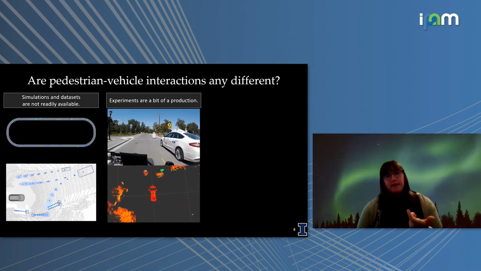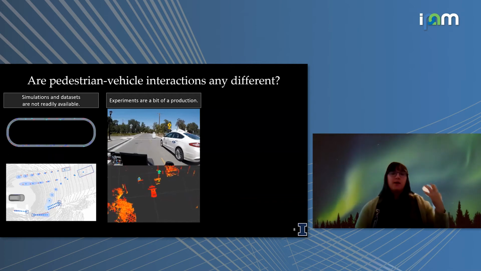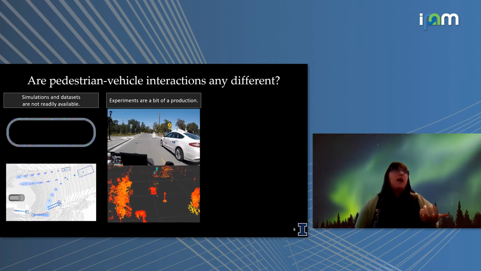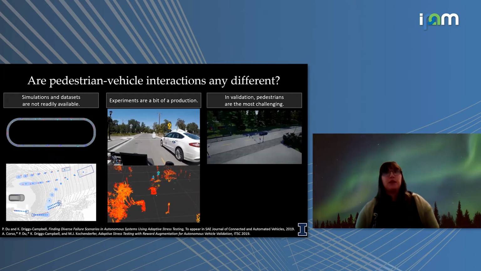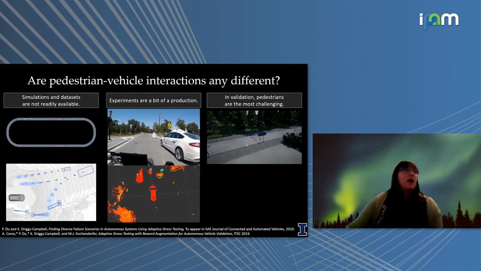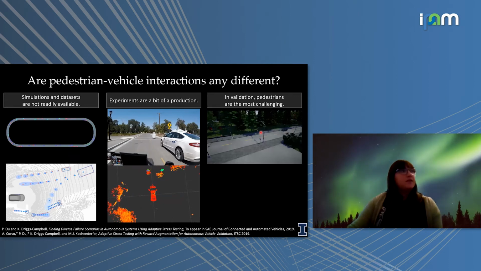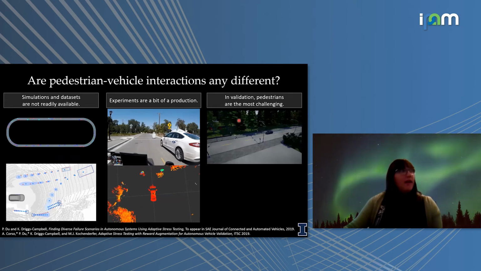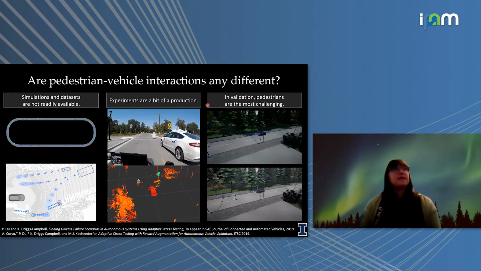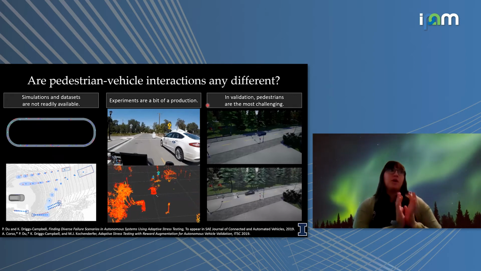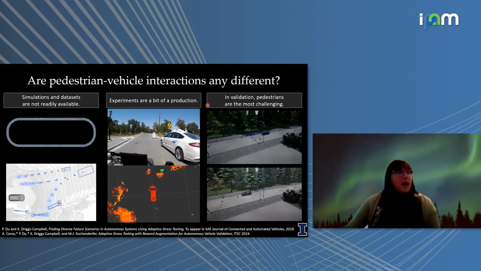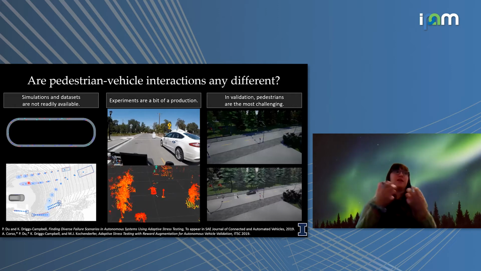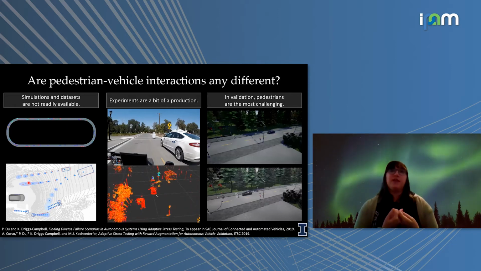Some of my work is on validation, so trying to see where these systems tend to fail. One thing that we found is pedestrians are really, really challenging in these cases. In this example here, I don't know if it's playing that well, but we have this case where the pedestrian tends to just run straight into the car. Or here at the bottom, we have this case where they are kind of stuck in this negotiation phase.